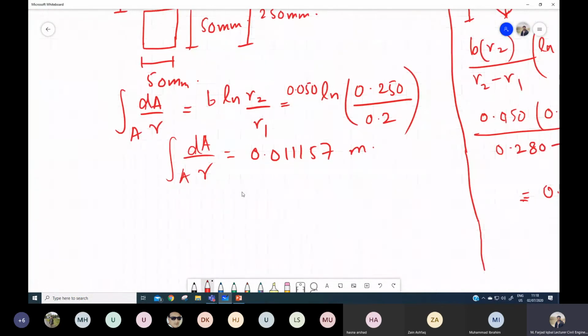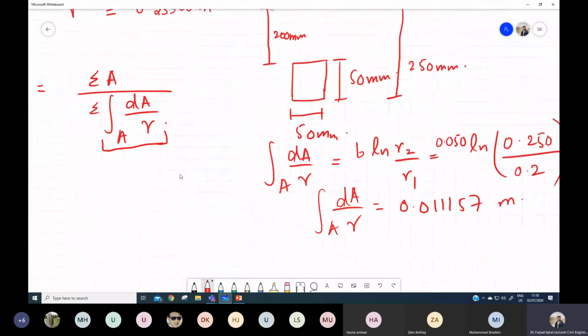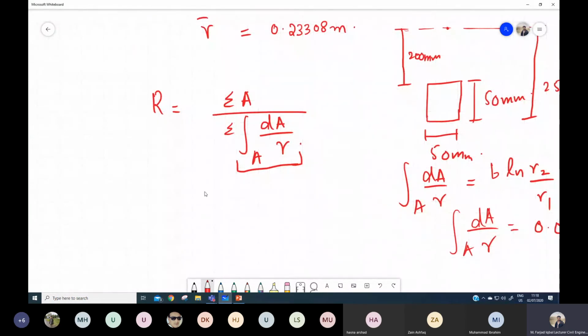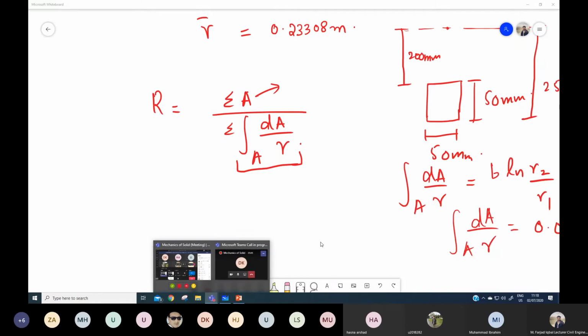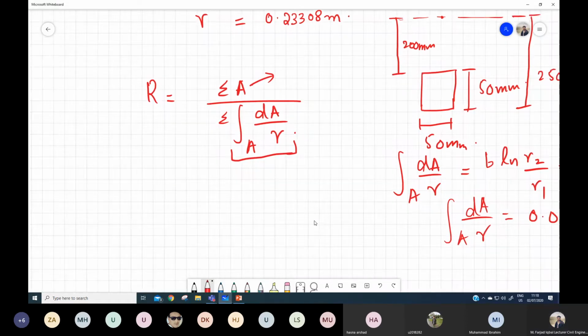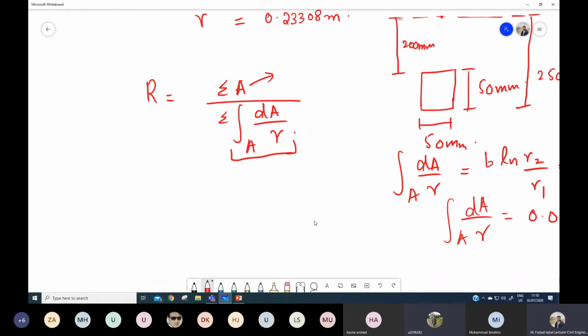Now in this equation for the location of neutral axis, we know this total area sigma. Sir, your voice is not coming. Now can you hear me? Yes sir.